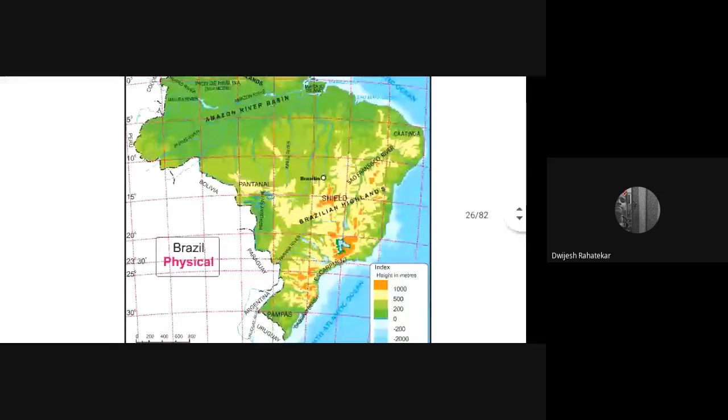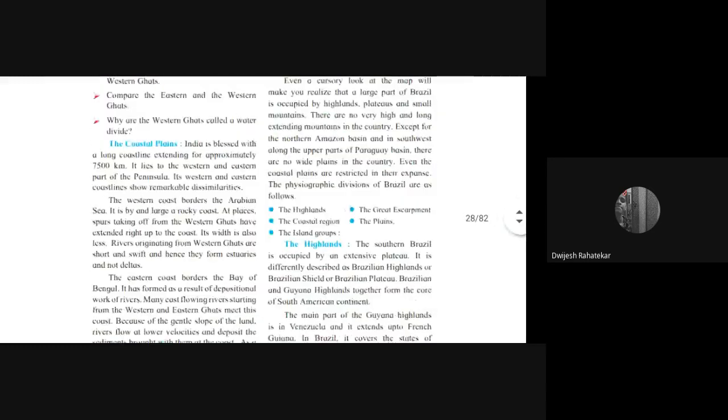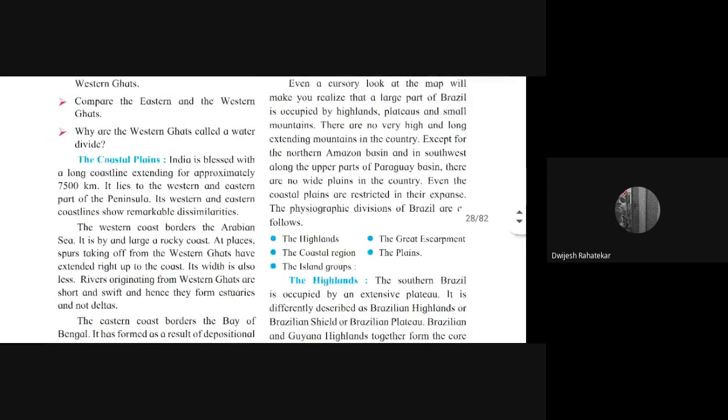You can easily see all that yellow region and faint green region covered by mountains, highlands, and plateaus. There are no very high and long extending mountains in the country. So what are they saying? That in Brazil there are no very high mountains like the Himalaya, and they are not extended like the Himalaya. They are single mountains present in Brazil's mainland. As we have seen, the Himalaya starts from Tajikistan and reaches Arunachal Pradesh, so it extends a very long distance. This is not the case with Brazil's mountains.